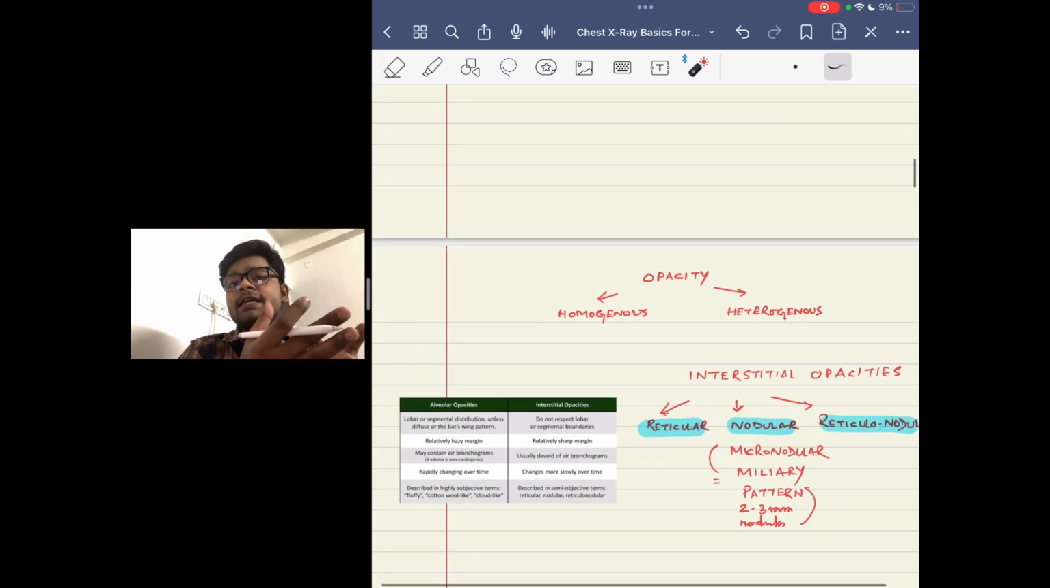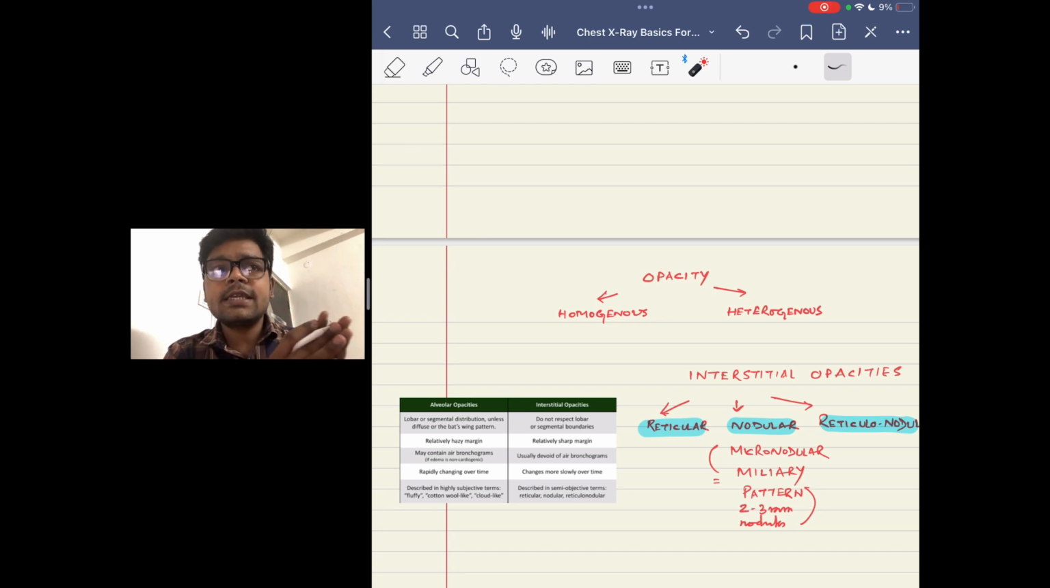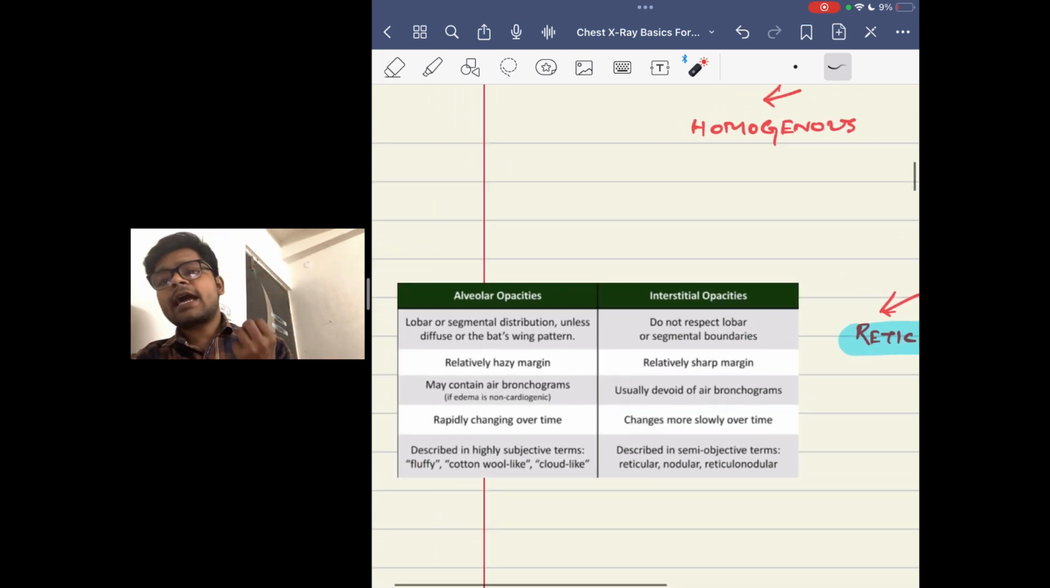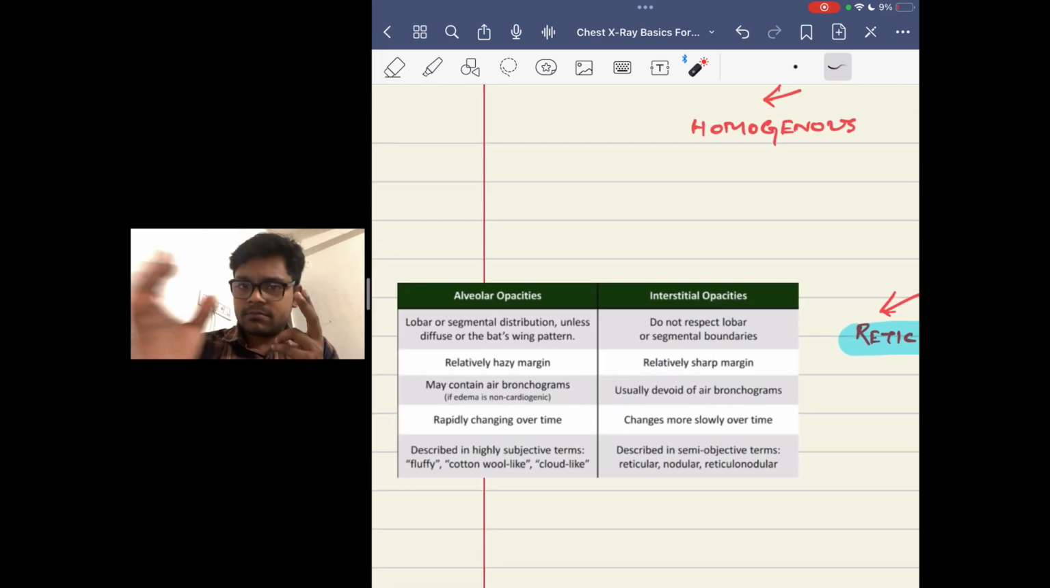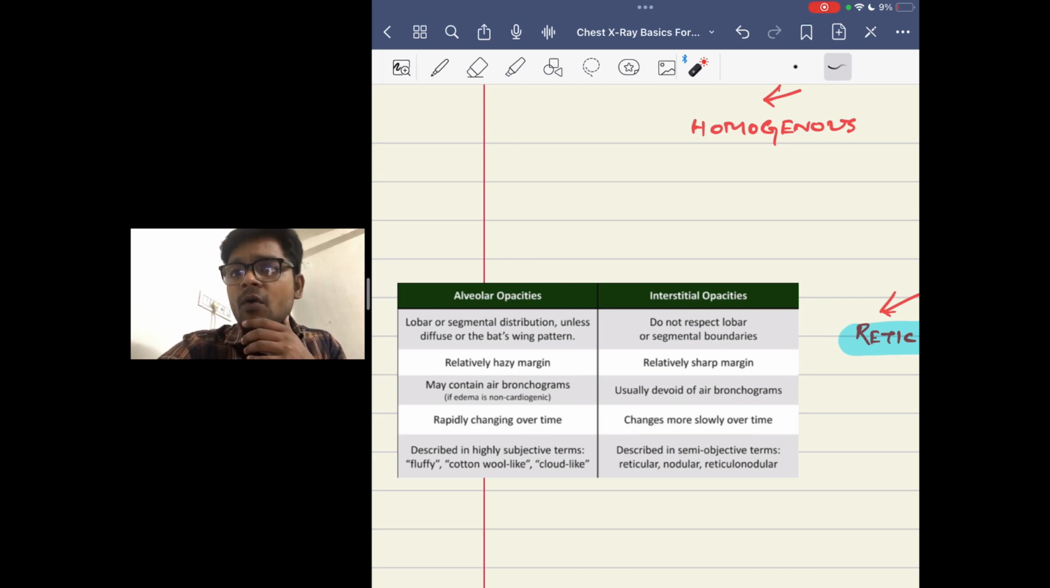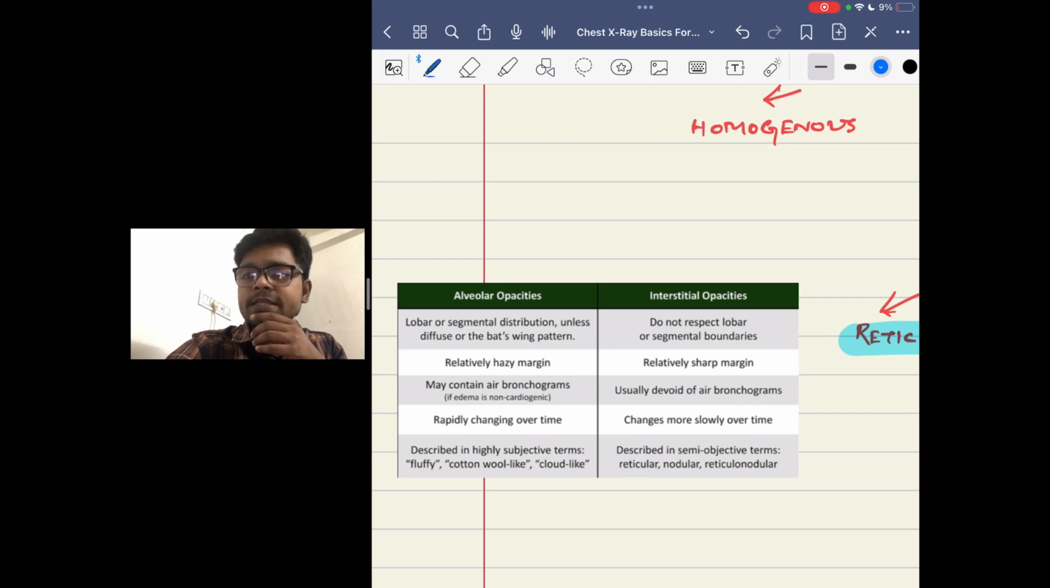Now let's say he has a pleural effusion, so we will be saying that this x-ray is showing a homogeneous opacity and things like that. So this is homogeneous and heterogeneous. And now the opacities can lie in two anatomical spaces in the lung, that is either in the alveoli or in the interstitium. These are the two spaces.